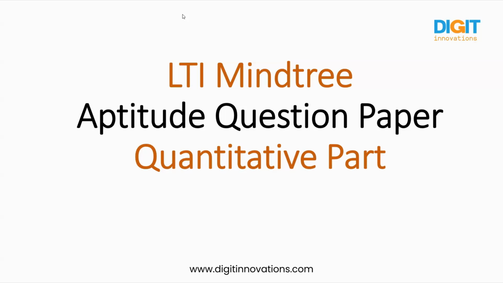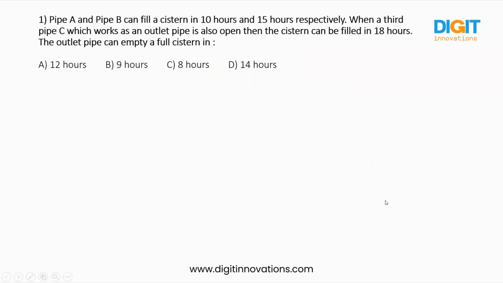So let us start with the questions right now. The first one: pipe A and pipe B can fill a cistern in 10 hours and 15 hours respectively. When a third pipe C, which works as an outlet pipe, is also open, then the cistern can be filled in 18 hours. The outlet pipe can empty a full cistern in how many hours, they are asking.